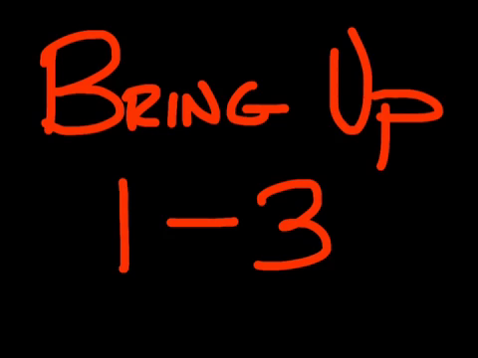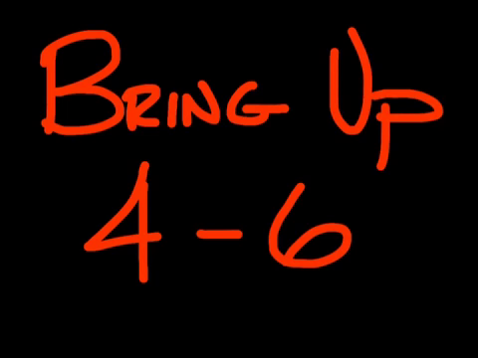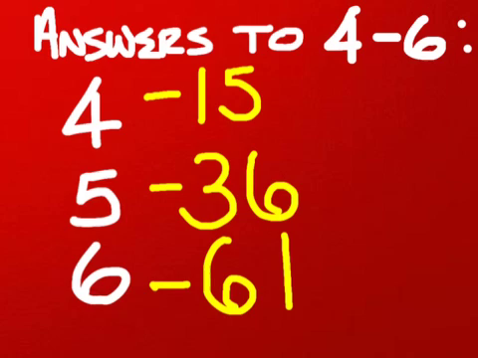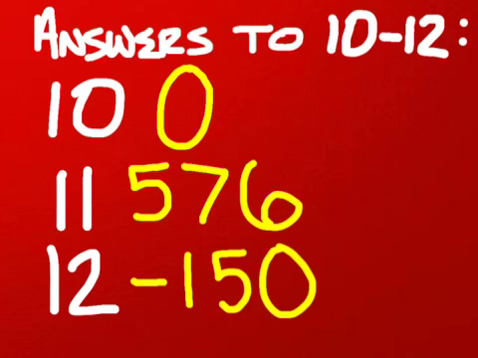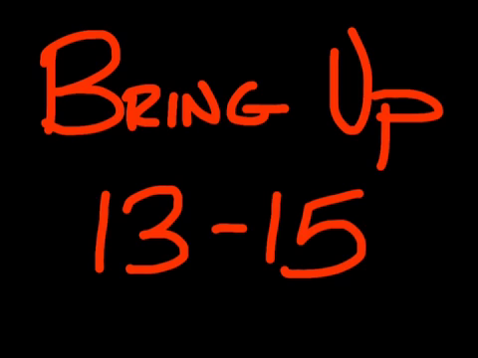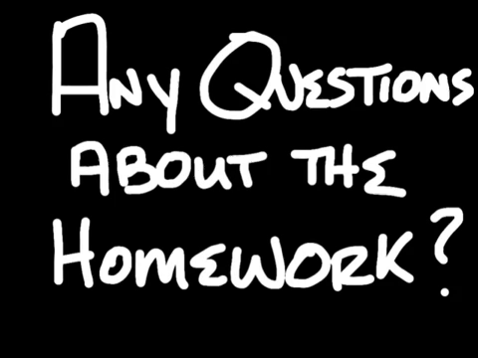Alright, bring up 1 through 3. Answers for 1 through 3 are 0, 3, and negative 9. Bring up 4 through 6. Answers for 4 through 6 are negative 15, negative 36, and negative 61. Bring up 7 through 9. Answers are 9, negative 19, and 105. Bring up 10 through 12. Answers are 0, 576, and negative 150. Bring up 13 through 15. Answers are 5, negative 3, and negative 8. Any questions on the homework?